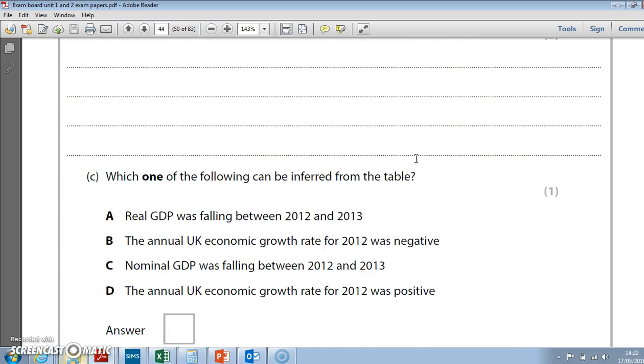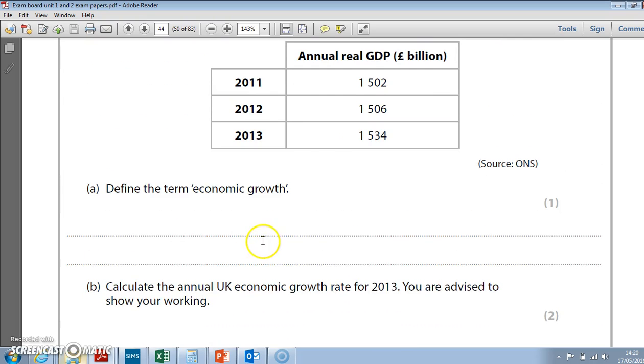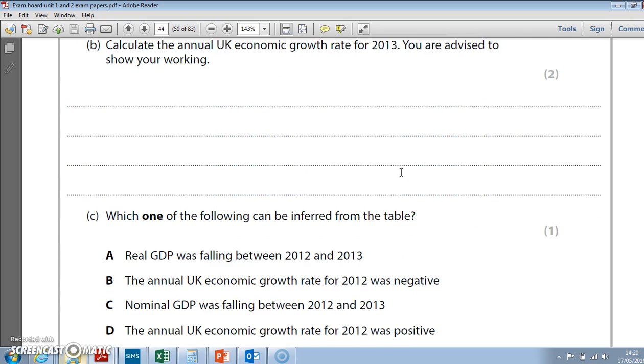Now, which one of the following can be inferred from the table? Have a look here. Well, we know the answer can't be C because it's talking about nominal, whereas the table is showing us real GDP. What is going on? Well, in the table, I can see that GDP has fallen between 2012 and 2013. Therefore, this is the correct answer. Real GDP was falling between 2012 and 2013.